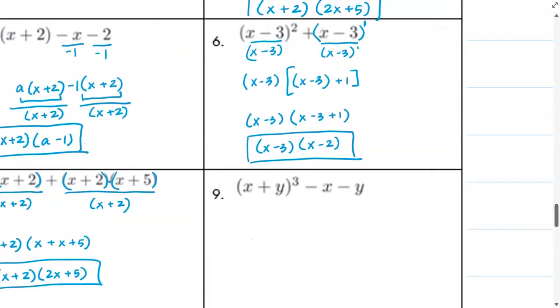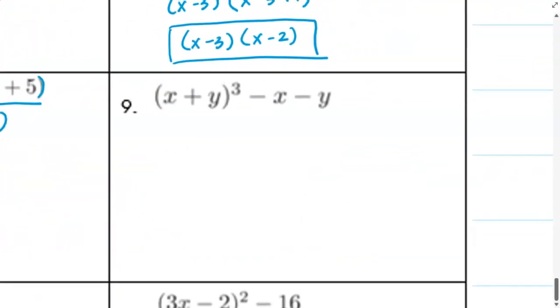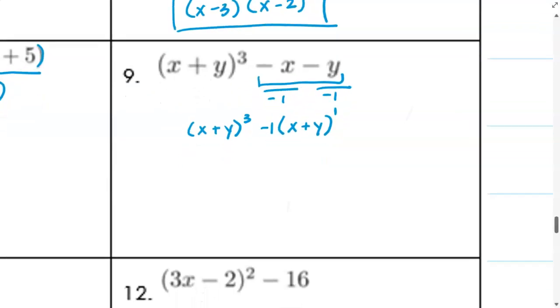This one kind of looks like numbers 4 and 5. Remember, this is three terms. We have 1, 2, and 3. We need to make it into two terms. So what we're going to do is take these two and factor out a negative 1. Why? Because I want the negative in front of the x and the negative of the y to be both positive. So we have x plus y, and we just have one of those. And then we have an x plus y. We have 3 of them.